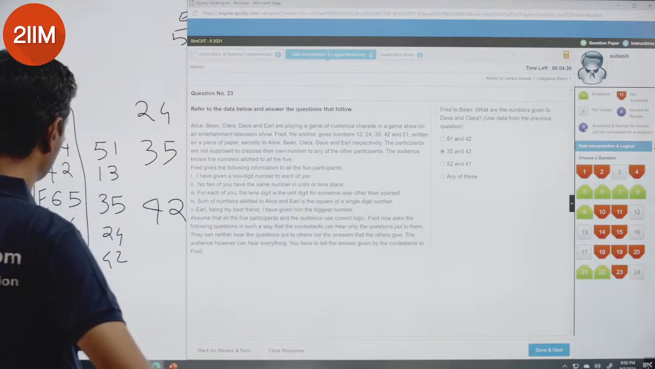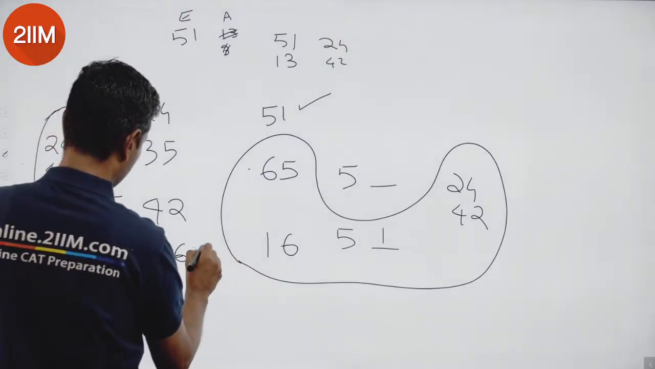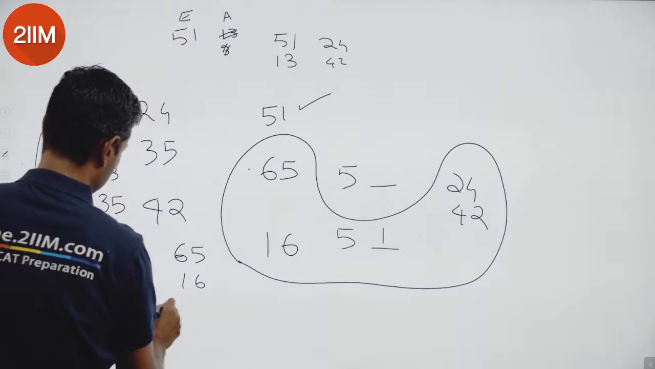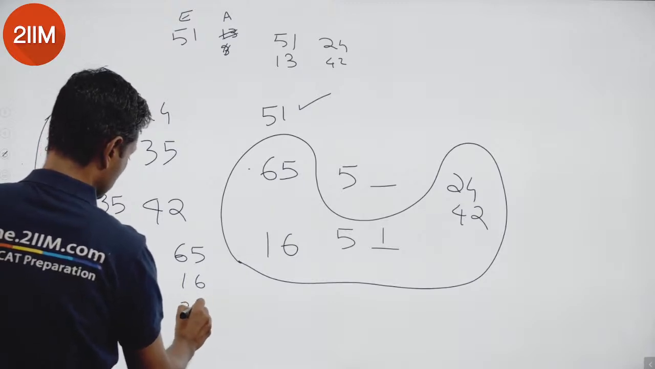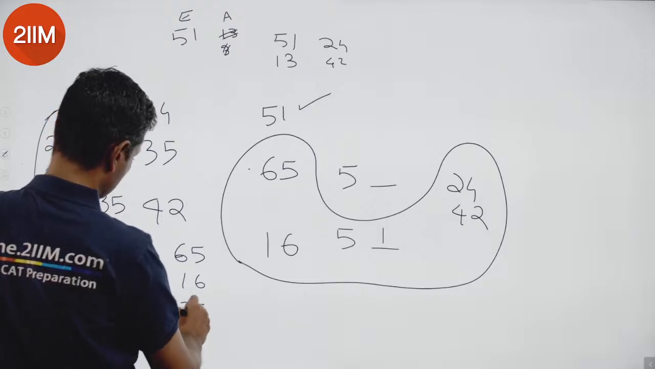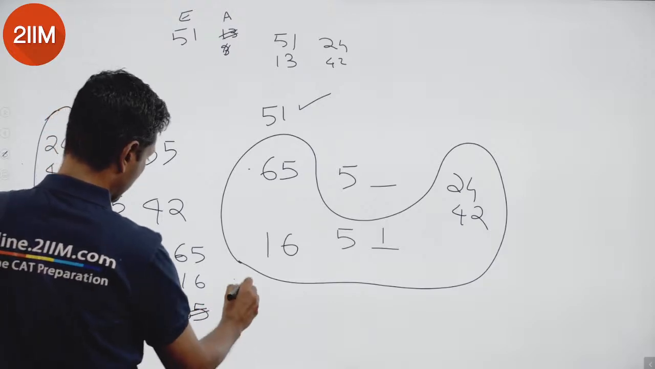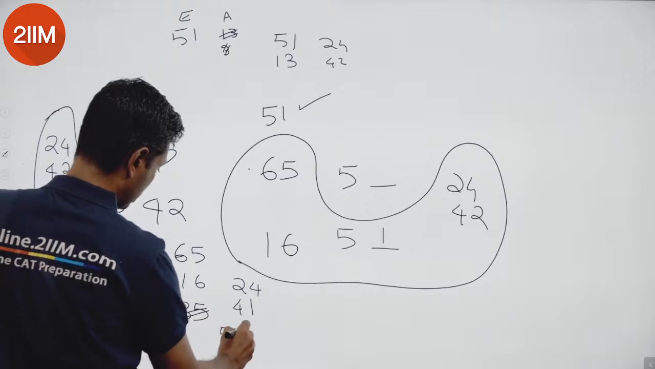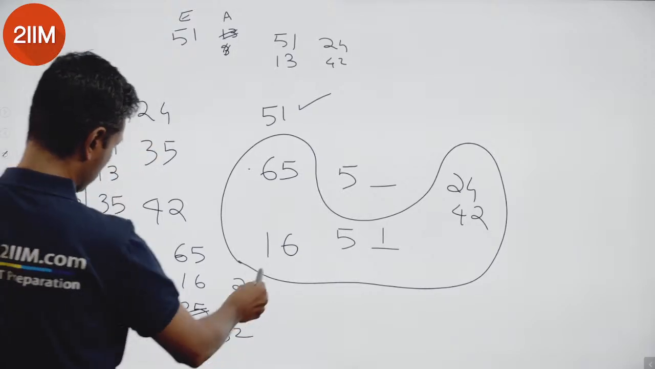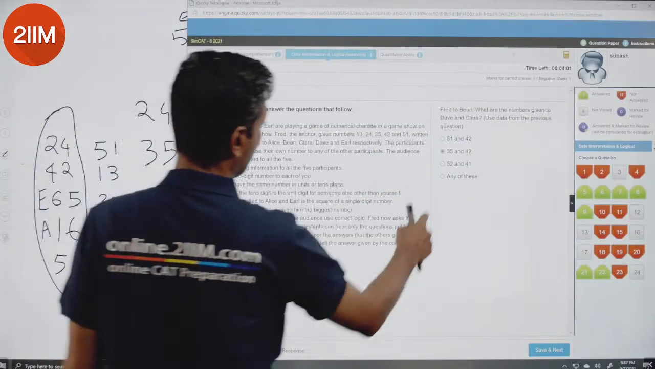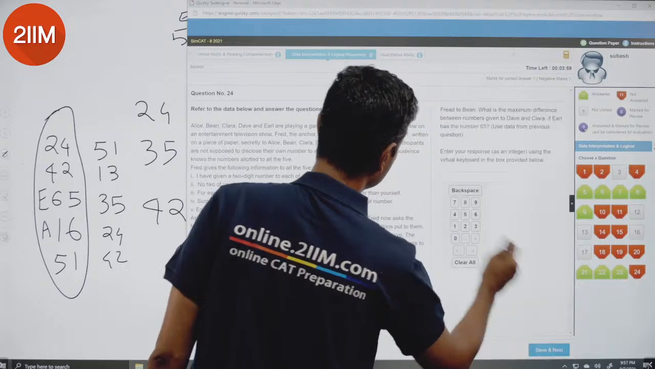52 and 41, is that possible? I have 65, 16. I could have got 35. Or I have 24 with me. 41, 52. Yeah, this is also possible. Any of these is possible. All three are possible. Lovely.